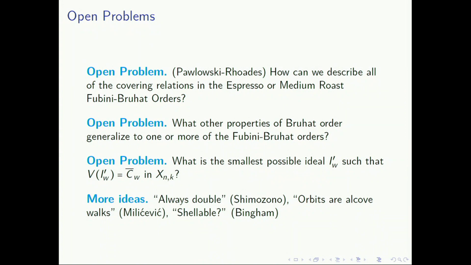As I was listening to the talks yesterday, they were all so good, I started thinking about everybody's philosophy and how it relates to Fubini-Bruhat orders. Mark says we should always double, so let's double these kinds of Schubert polynomials. Liz said that orbits are alcove walks. I don't know how that applies here, but I hope Liz will figure this out. And shellable, right? Aram said there are a lot of open problems about posets and whether they are shellable or not. I really haven't tried yet, so that's wide open. Okay, thanks for listening.